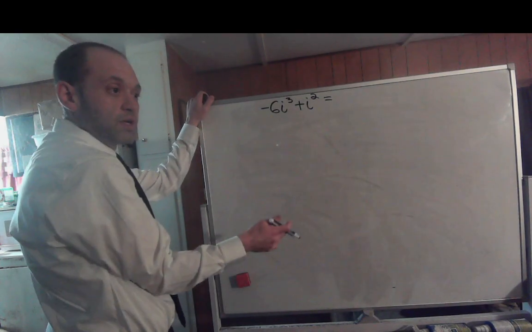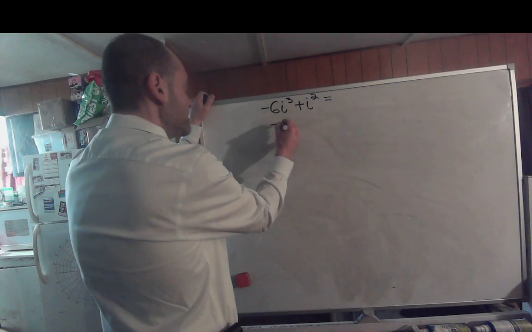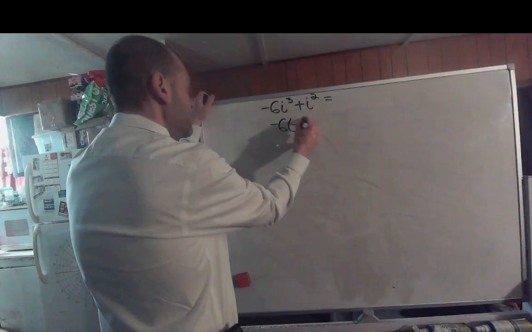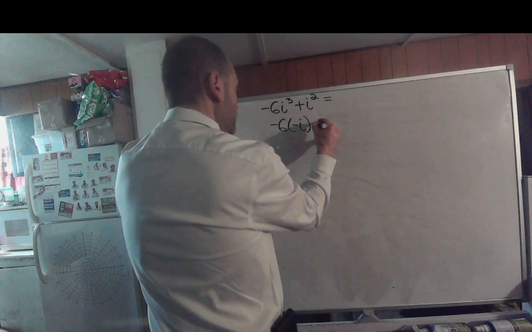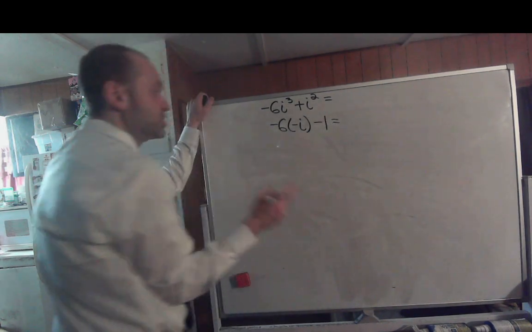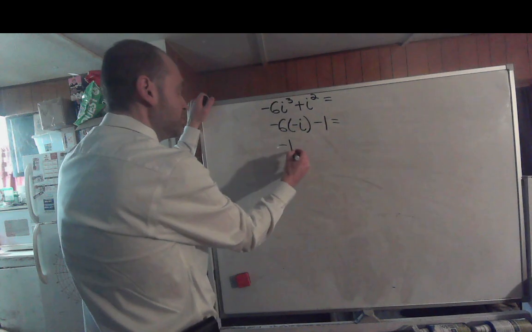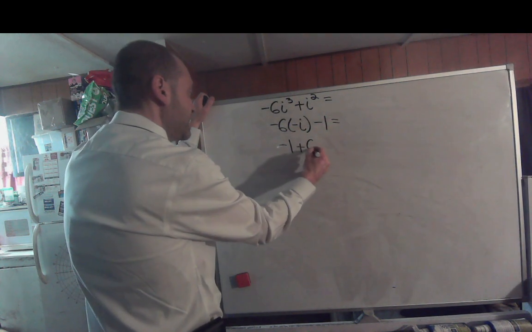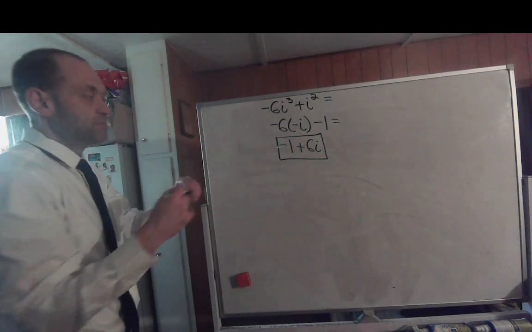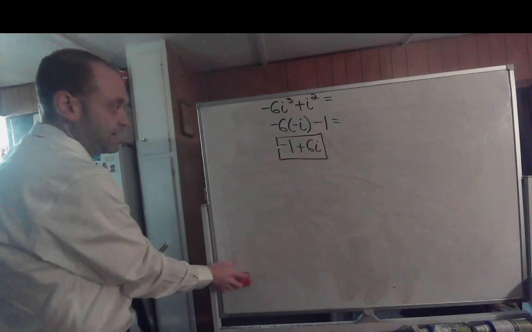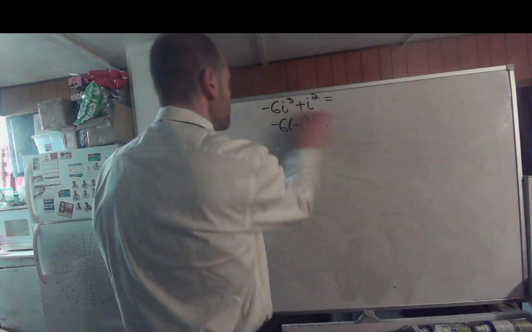Well, a couple things then. What's i to the third? That's just negative i, right? So you'd have negative 6 times negative i. Now what is i squared? That's negative 1, so this would be minus 1. So in standard form, this would just become negative 1 plus 6i. This is why understanding the cycles of i is very important.